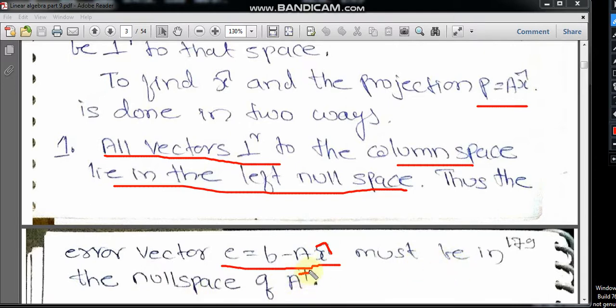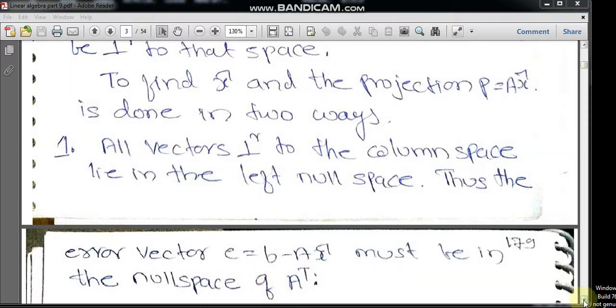So if all the vectors are perpendicular to the column space, then automatically they appear in the left null space, because you know the column space and left null space are orthogonal to each other. Hence the error vector must also be in the null space. Okay.